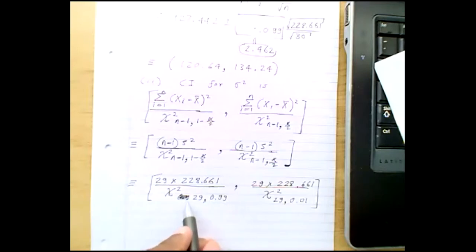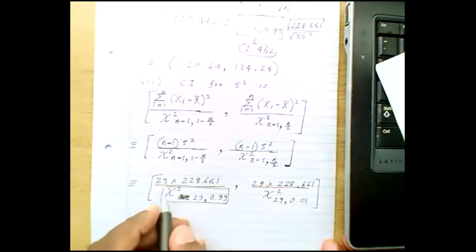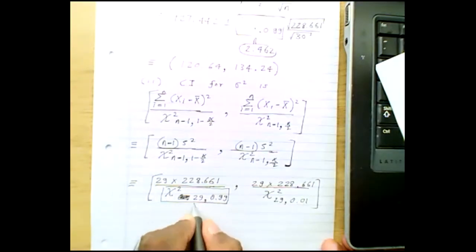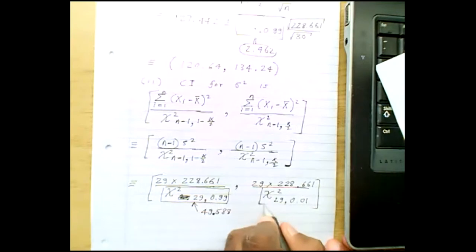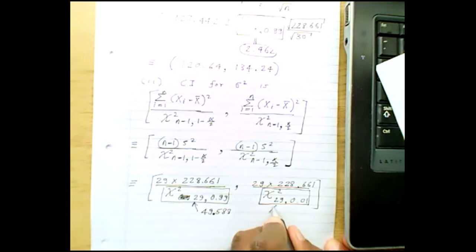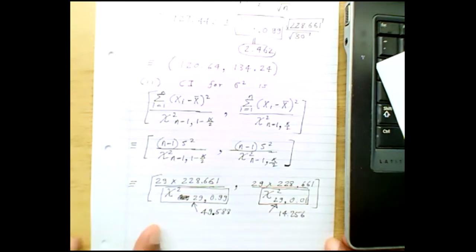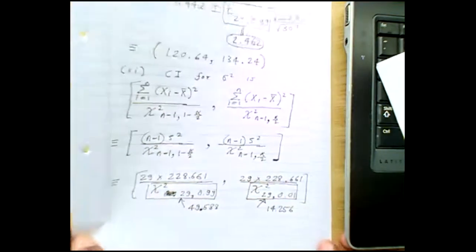Once again, to read these two percentiles, you need to go to the tables I talked about last week. The table gives the percentiles of the chi-square distribution. If you read them off the table on the website, this one here is equal to 49.588, and this one here is equal to 14.256.